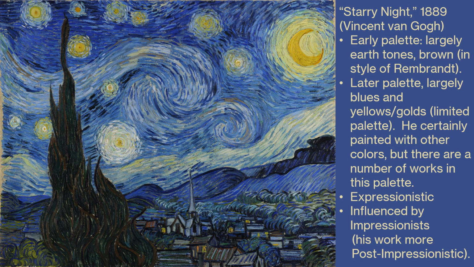So early palette is largely earth tones, brown in the style of Rembrandt, works like Potato Eaters by Vincent van Gogh. Later palette, largely blues and yellows and golds. A limited palette. This has a limited palette. He certainly painted with other colors, but there are a huge number of works in this palette.